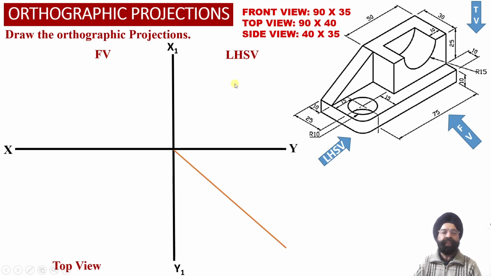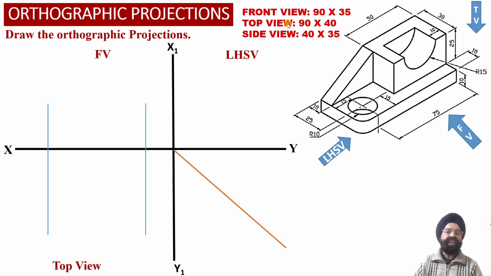Since we are going to obtain the orthographic projections of the solid by the first angle projection method, the front view projections of the solid will be obtained above the XY reference line. The top view projections will be obtained below the XY reference line, and the left hand side view projections will be obtained on the right hand side of the front view projections above the XY reference line. So let us proceed to evaluate the orthographic projections of the solid.